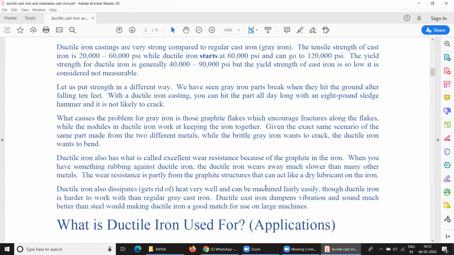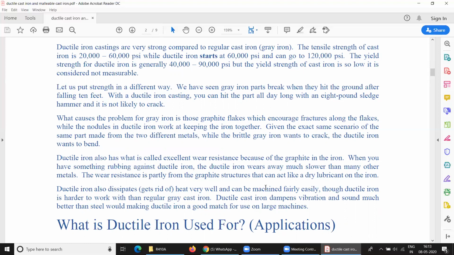So let us put strength in a different way. We have seen gray cast iron parts break when they hit the ground after falling 10 feet. So now it is a practical example. With a ductile iron casting, you can hit the part all day long with an 8-pound sledgehammer, and it is not likely to crack. So this is in a very practical way. I have jotted down this much.